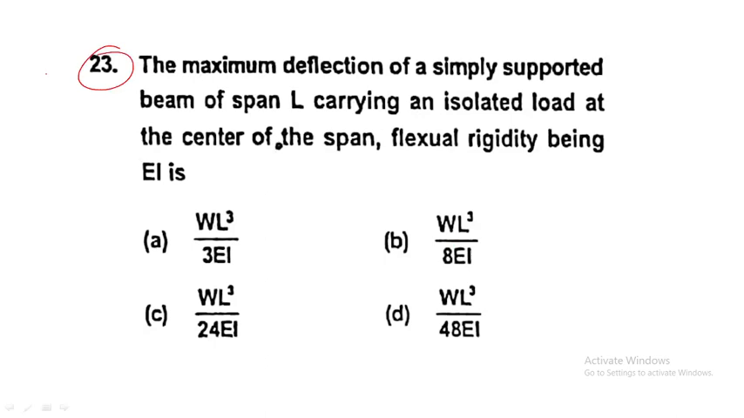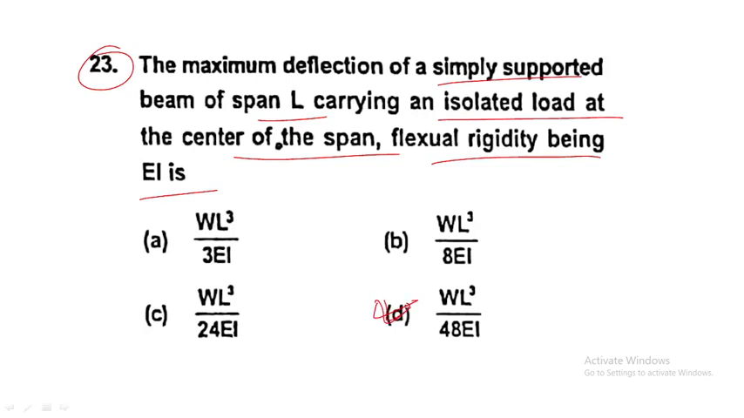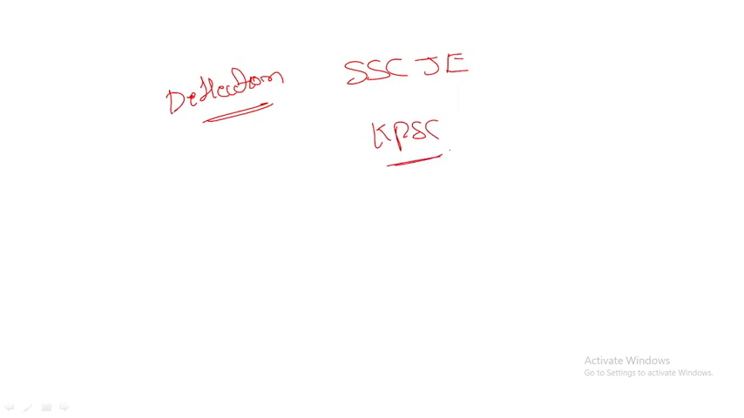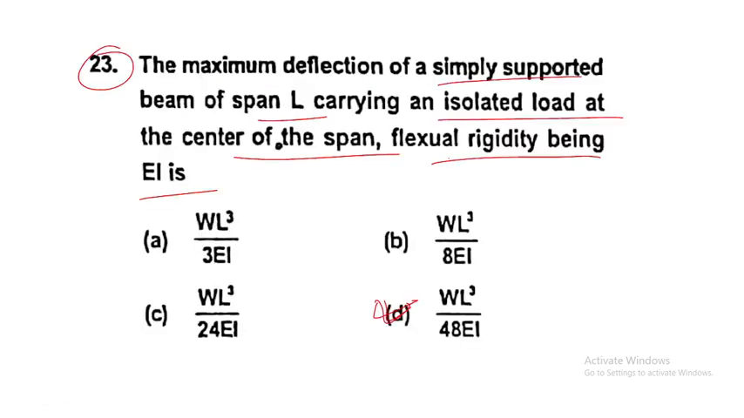The last question of this class: the maximum deflection of a simply supported beam of span L carrying an isolated load at the center of the span, with flexural rigidity EI, is what? That is WL cube by 48 EI, right? So this is about the deflection of the beam. We have completed deflection; I have covered all the questions. The different questions asked in SSC, JE and KPSC previous year papers we will also start soon, so that you can benefit from that also.